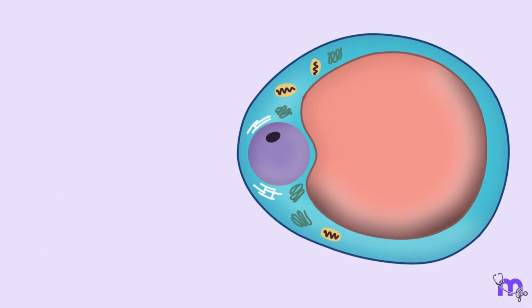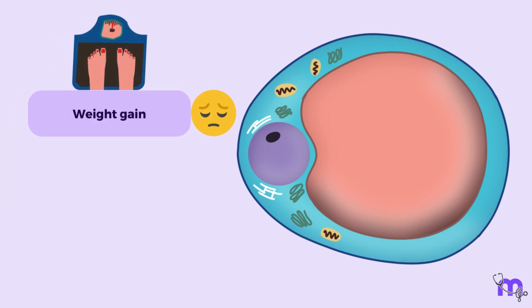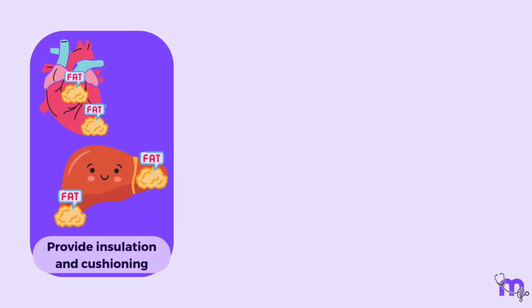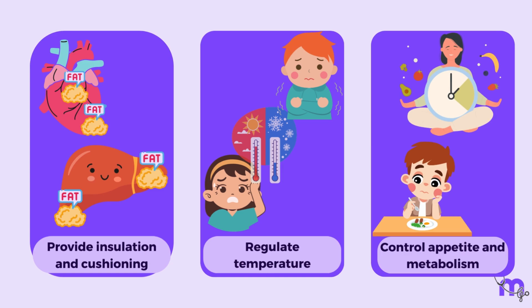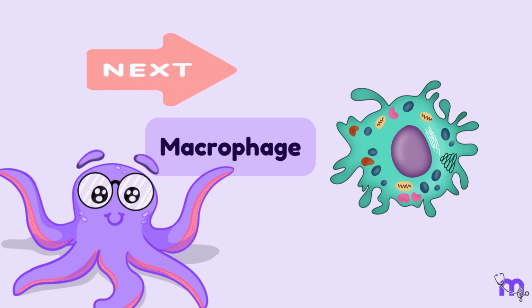While adipocytes may get a bad rap for causing weight gain, they are actually quite important for our overall health. They provide insulation and cushioning for our organs, help regulate body temperature, and even produce hormones that control appetite and metabolism. Up next, we have the macrophages.